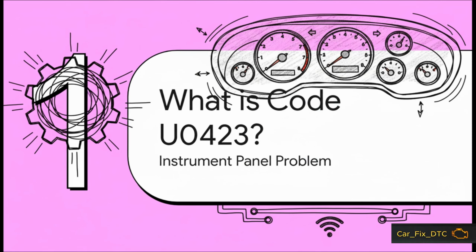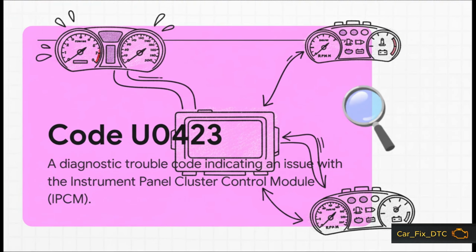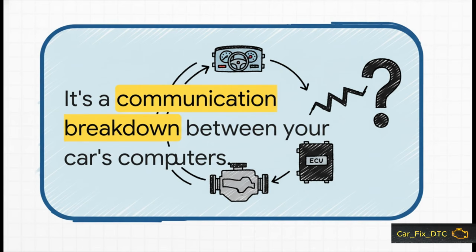Okay, so first things first, let's define what we're actually dealing with here. It all starts with what you see right in front of you every time you drive, your instrument panel. Now, the official textbook definition says this code points to an issue with the instrument panel cluster control module. In plain English, that's the little computer behind your speedometer, your gas gauge, all those lights. You get the idea.